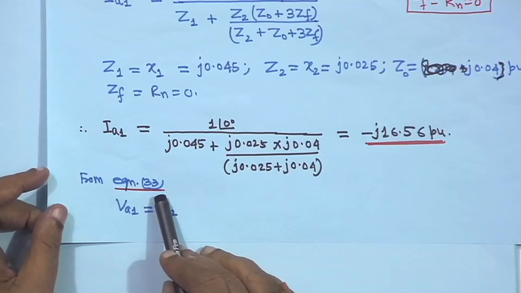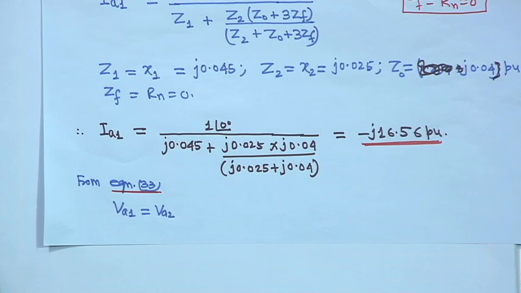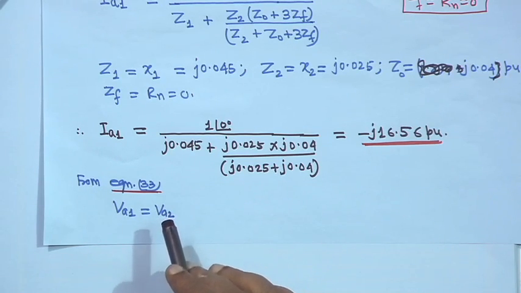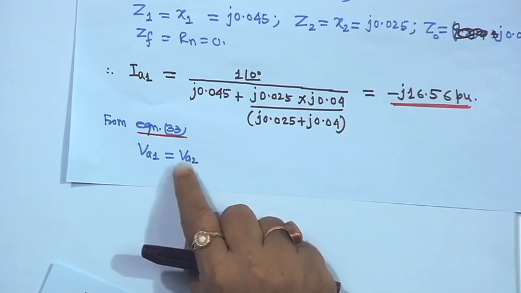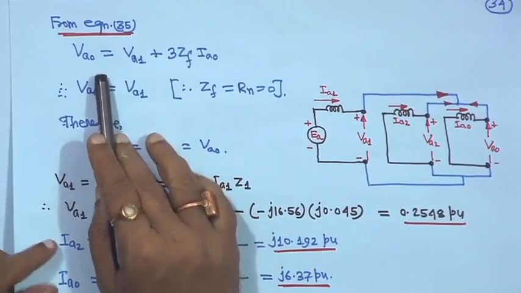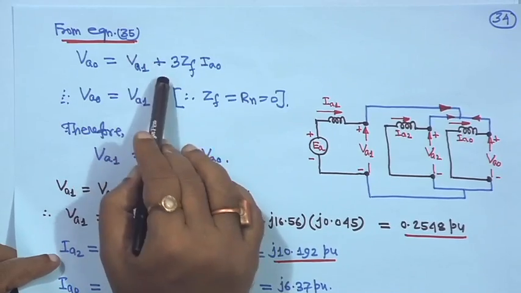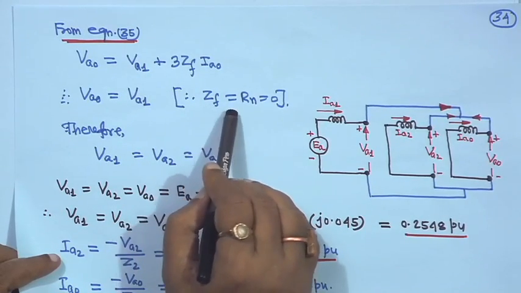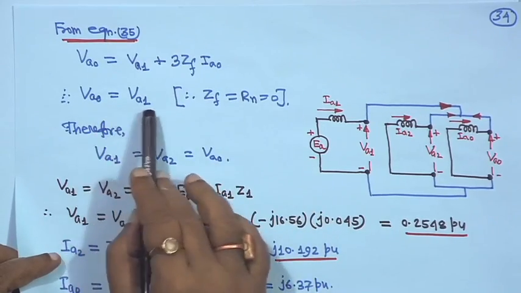Now, from equation 33, if you go back to the equation 33 for your double line to ground fault, not showing it here because these are understandable, V A 1 is equal to V A 2, this is one. Another one is from equation 35, V A 0 is equal to V A 1 plus 3 Z f into I A 0. Now, here as fault impedance Z f is equal to 0, because Z f is equal to R n, if you put here, then actually V A 0 is equal to V A 1.